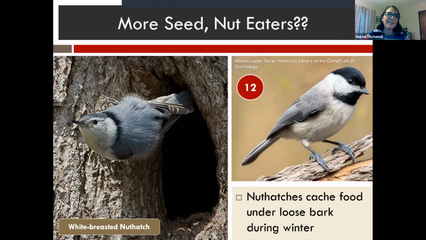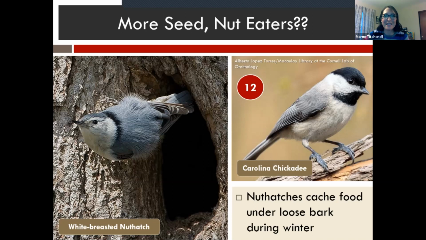Now, the white-breasted nuthatch and number 12 here are two other species that you may mistake as seed eaters because we frequently see them visiting our bird feeders, which are full of seed. But actually, the majority of their diet is not seeds. So the white-breasted nuthatch there on the left consumes mostly insects. And then I see some of you have already guessed it. This is the chickadee, and this is actually the Carolina chickadee.